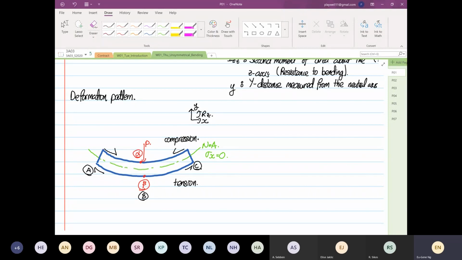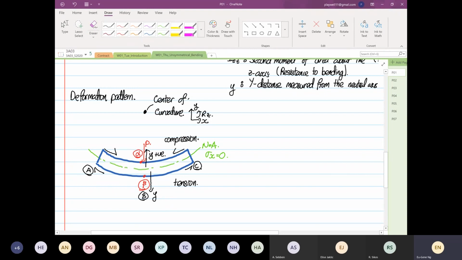Why the minus? If we put a point down here, this point will be known as the center of curvature. If that is the center of curvature, the distance over here in terms of y moving away from the neutral axis, away from the center of curvature, y will be equal to what? y will be equal to negative.